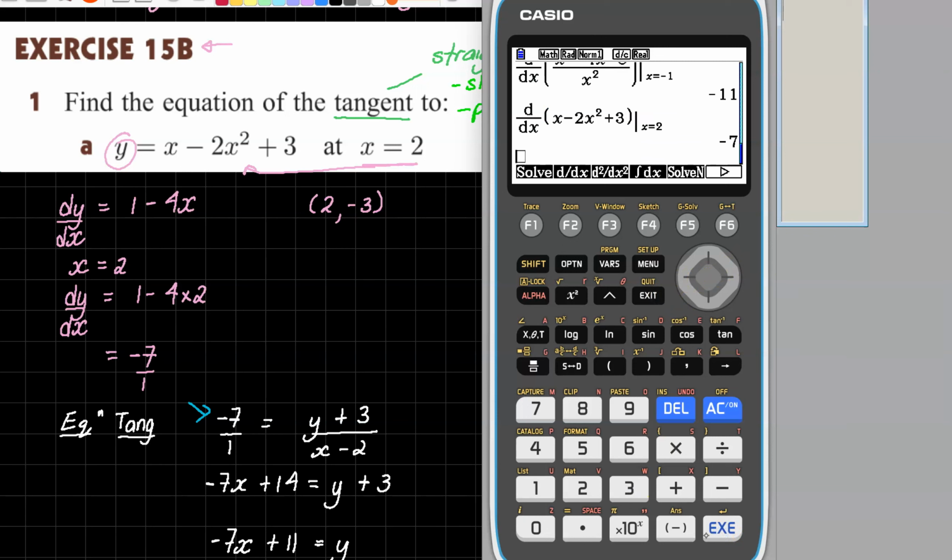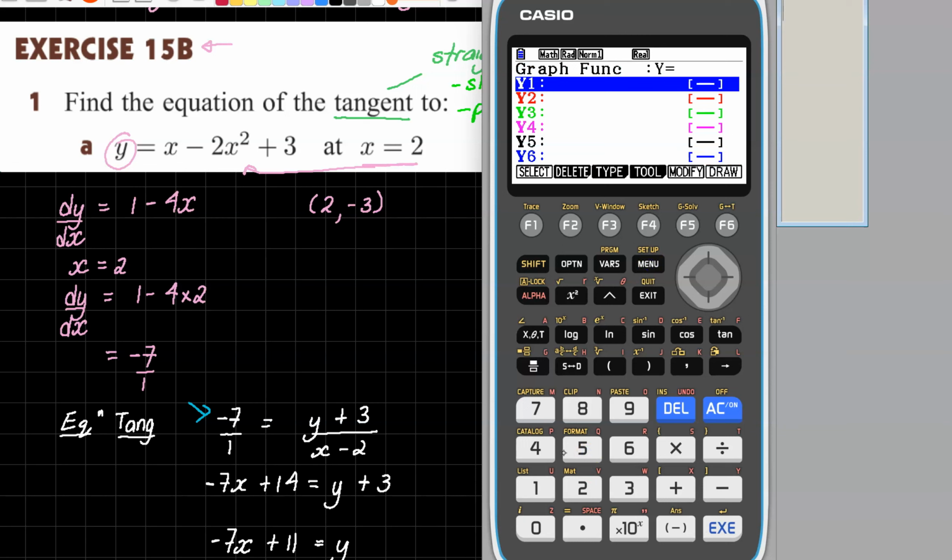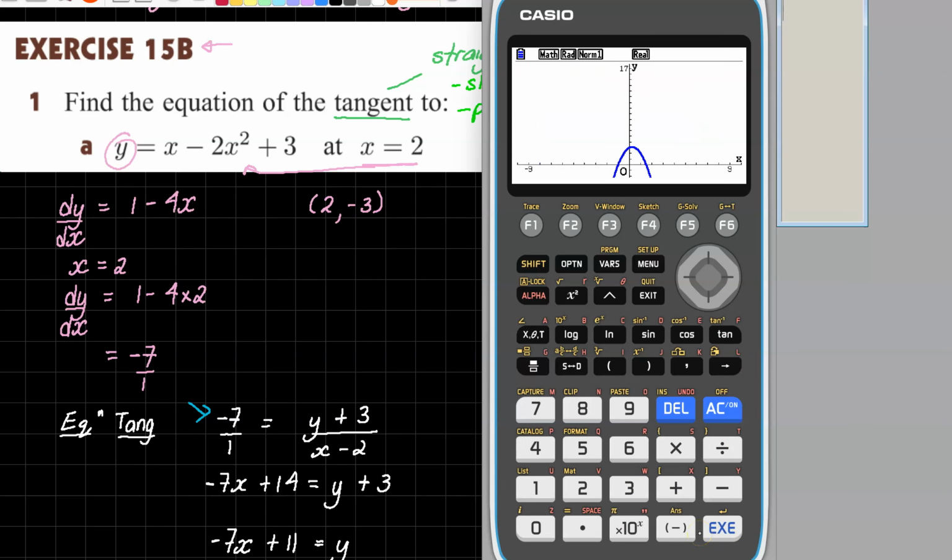Okay, enter. Yep, so we're good. But because this is asking to find the equation of the tangent and I'd like to check, I can go into my graphing mode, pop my equation in, x take 2x squared plus 3, store. We can draw that, not too bad. Okay, move it down a little bit.